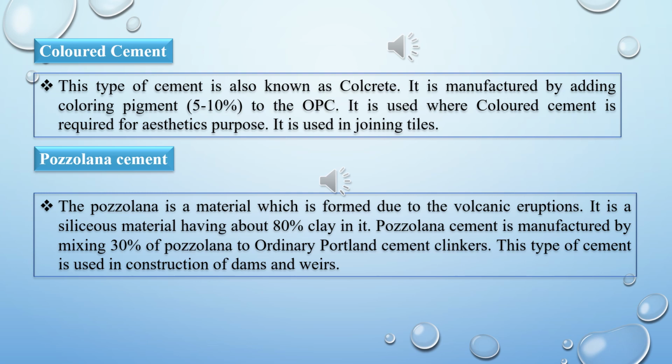So students, these were two more cements. First one was colored cement, which is formed by the addition of colored pigments, about 5 to 10%, into the OPC. It will give you colored cement. After that, there was pozzolana cement. First of all, we know what is pozzolana. Pozzolana is a siliceous material which includes 80% of clay in it, and it is formed by volcanic eruption. If we mix 30% of pozzolana to the ordinary Portland cement clinker, then it will give you pozzolana cement. And this type of cement is being used for dams and weirs.